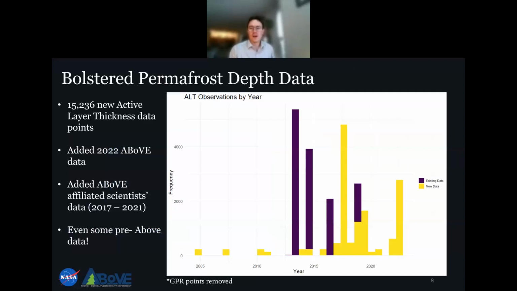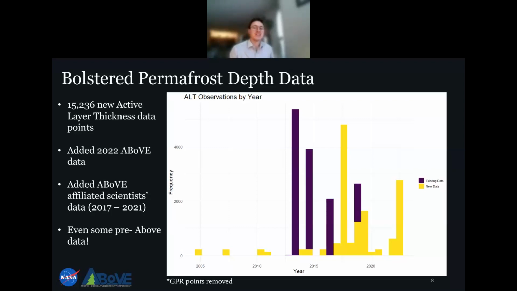So here I'm showing active layer thickness measurements across the years. On the y-axis, we have the number of observations, and the x-axis includes time. And the bars are colored. The lighter yellow bars are new data that is added to the data set, and the darker purple bars are data that existed in the first version. It's important to point out that many of the data in the first version were generated by pulling a ground penetrating radar along field sites, and that generates a lot of semi-continuous data in a relatively narrow spatial temporal window.